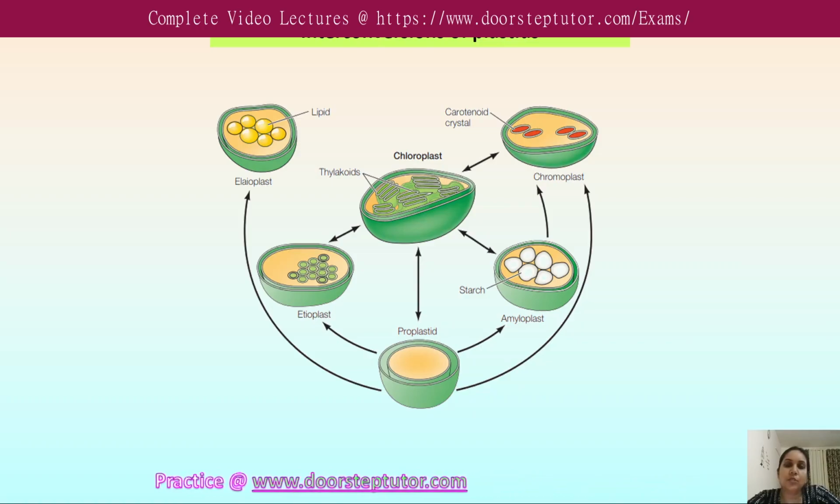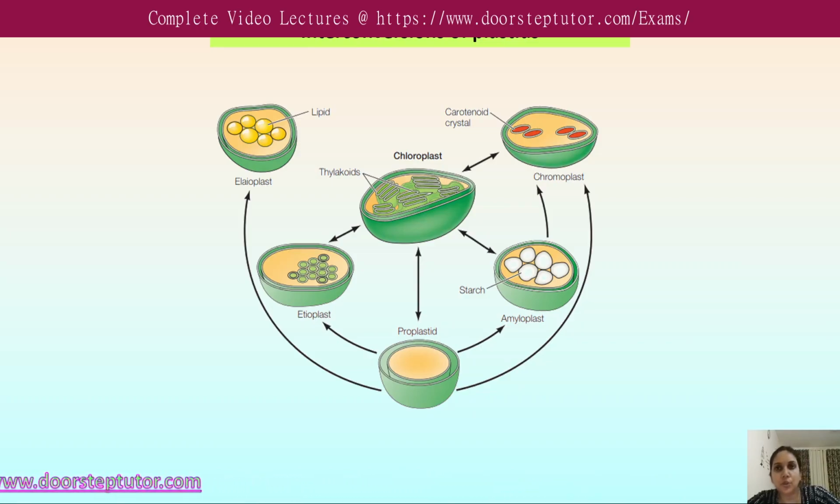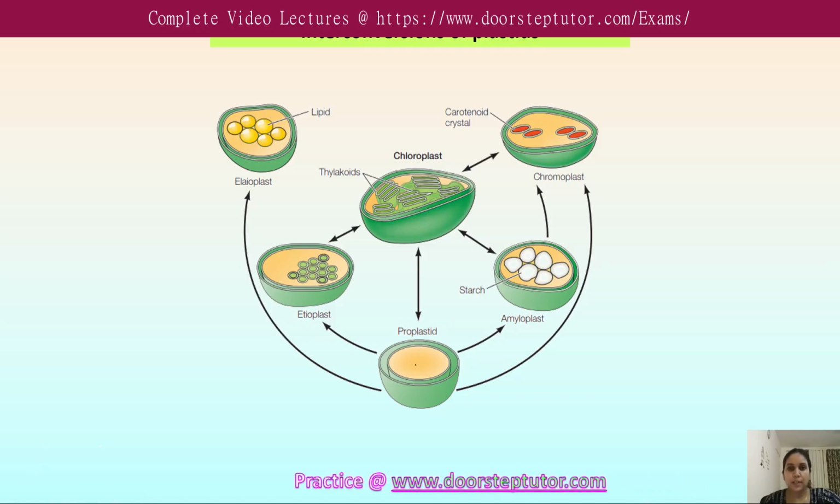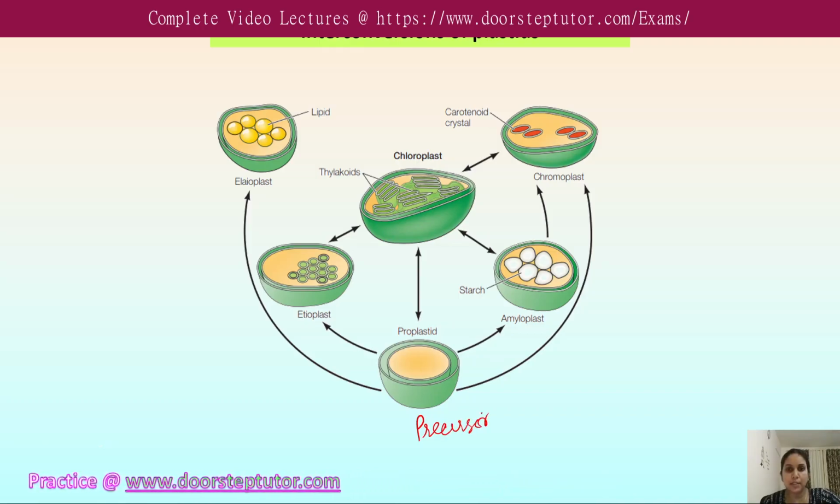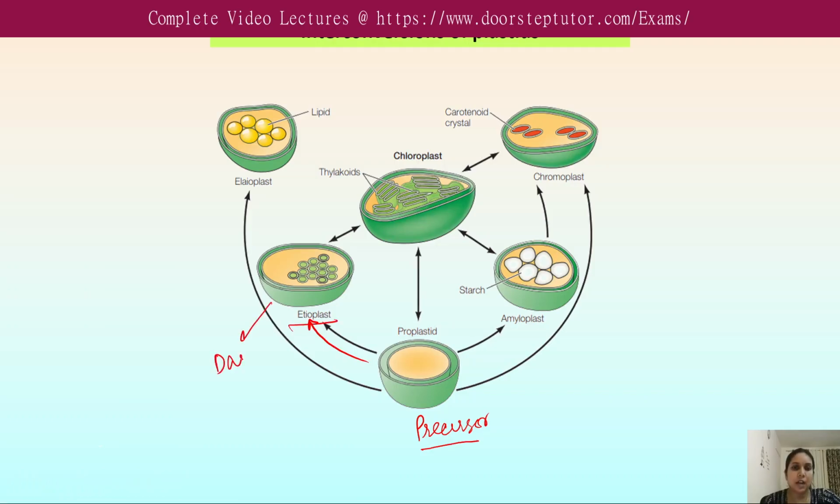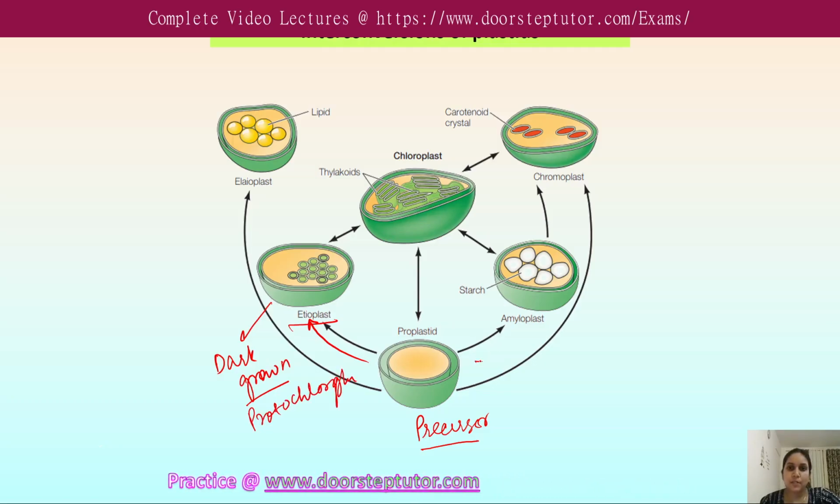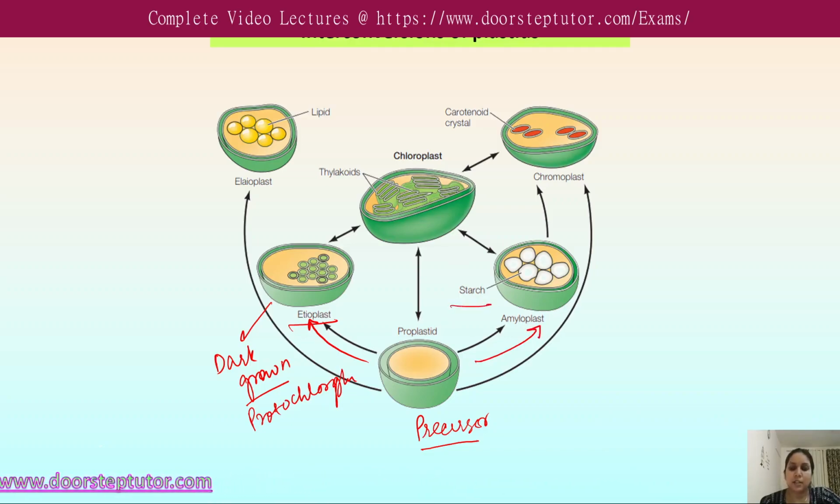One of the most important features, or functions, of the plastid is the interconversion of plastids based upon the environmental situation or the requirement of the cell. They are interconverted into one another. Like in this diagram, we can see that the proplastid, the precursor of all plastids, forms the etioplast in the dark-grown plant, which consists of protochlorophyll. The proplastid also converts into the amyloplast, as it contains starch, and into the chloroplast, because it consists of chlorophyll pigment and helps in the photosynthesis process.